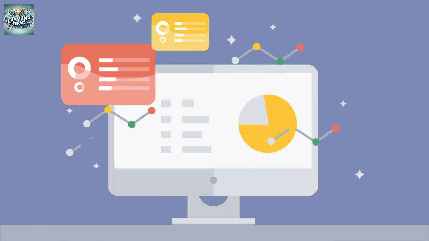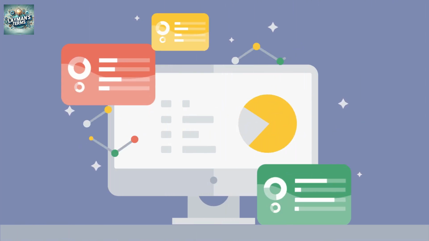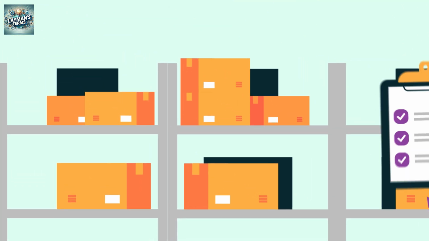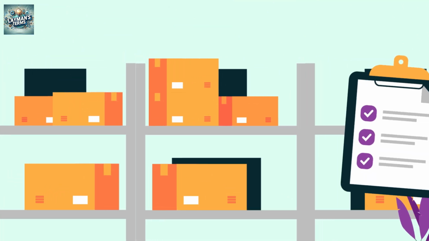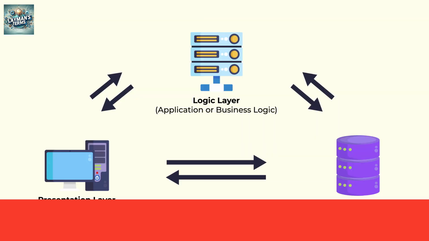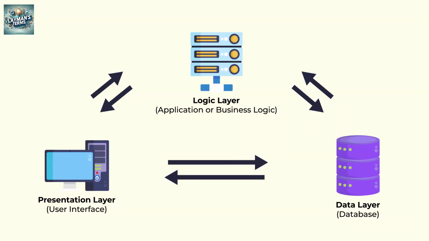Part 3. Data layer, the database. This is where all the information is stored, such as customer details, product information, or past orders. It's like a warehouse where all the products are kept, and whenever needed, items are pulled out and sent to the right place.